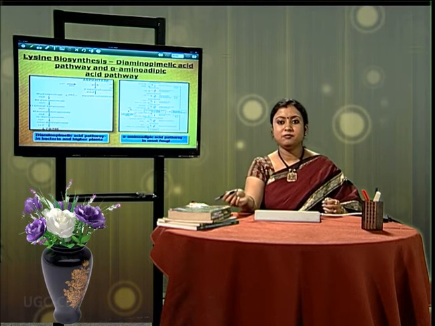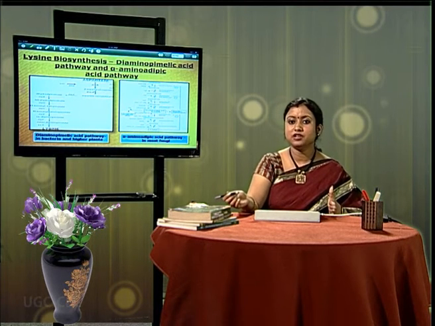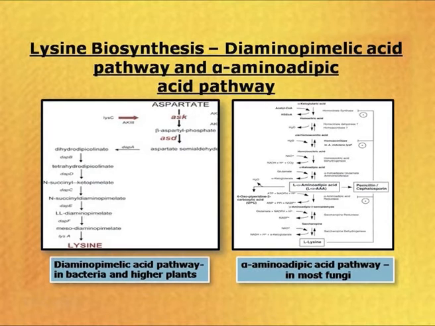Now, lysine biosynthesis is another important biosynthetic pathway, and in this particular slide we can see that there are 2 major pathways. In bacteria and higher plants, lysine biosynthesis follows the diaminopimelic acid pathway, whereas in most fungi, lysine biosynthesis follows the alpha-aminoadipic acid pathway.